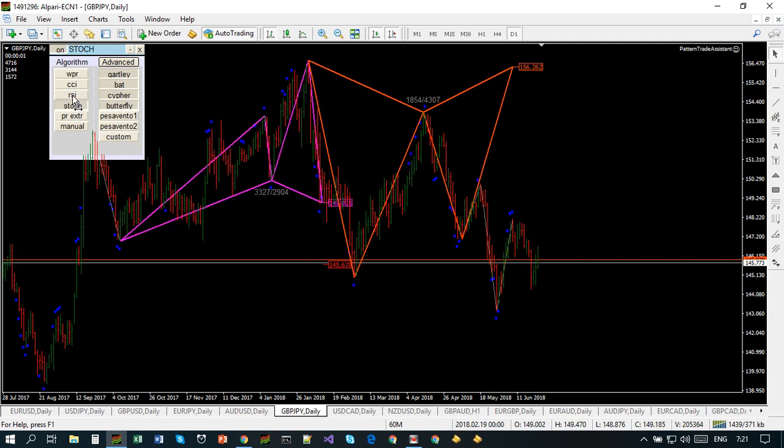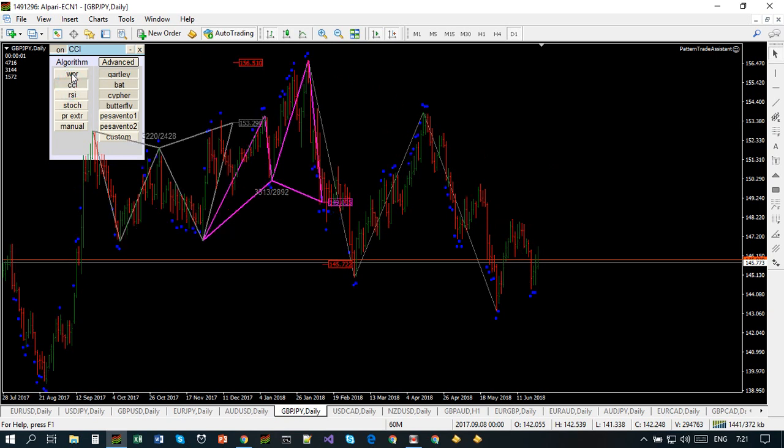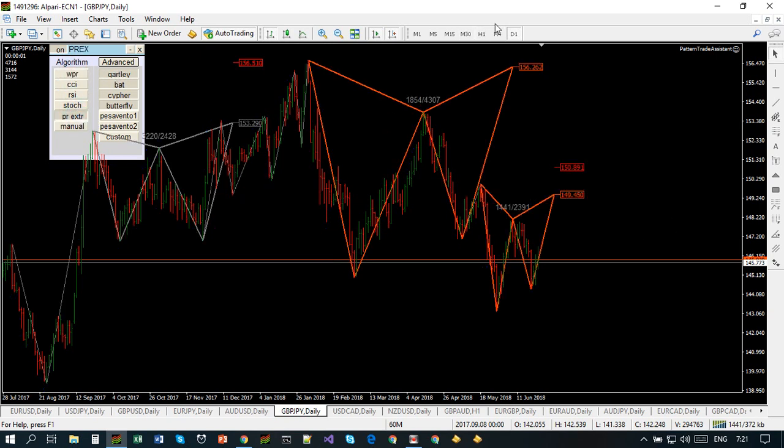Same operations, not seen, nothing. Well, this is not an obvious Gartley. Maybe on the 4-hour time frame this will be an obvious Gartley, but based on the daily time frame it is not.